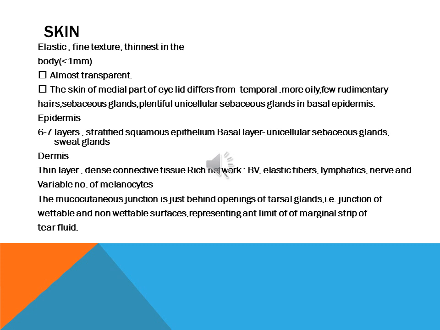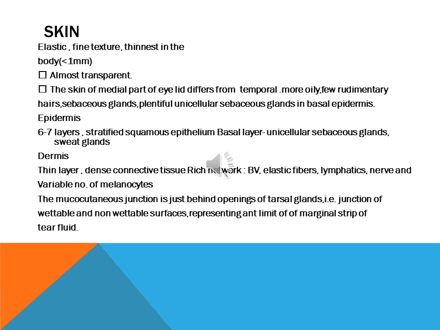Skin is highly elastic, of fine texture and the thinnest in the body, less than 1 millimeter in thickness. This is almost transparent. The skin of the medial part of the eyelid differs from the lateral part. In the medial part, it has some rudimentary sweat glands and hair follicles, and also well-developed sebaceous glands in the basal epidermis. The epidermis is 6 to 7 layers of squamous epithelial cells, and they have unicellular sebaceous glands, sweat glands, and hair follicles.